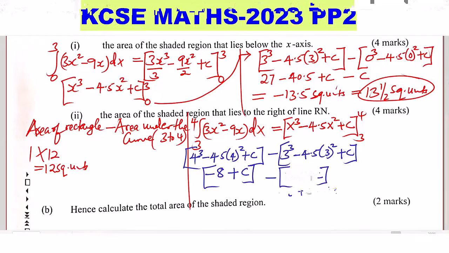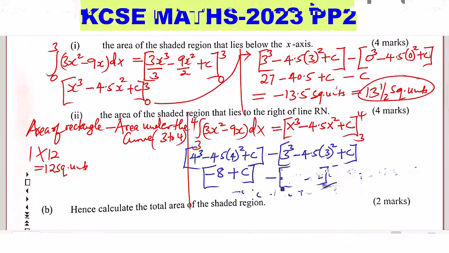Let me do it here. Let me do it up here. This will give negative 8 plus c minus 13.5 minus c. For 3 squared minus 4.5 multiplied by 3 squared plus c, that one will give negative 13.5 plus c, like that. And when you work out this, you will get negative 8 plus c minus this will give positive.